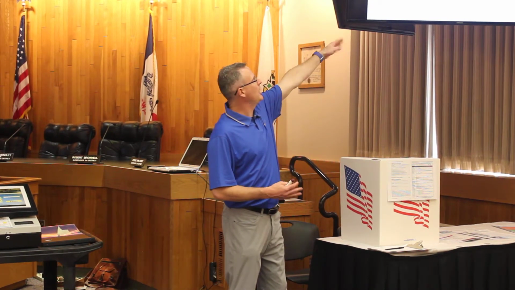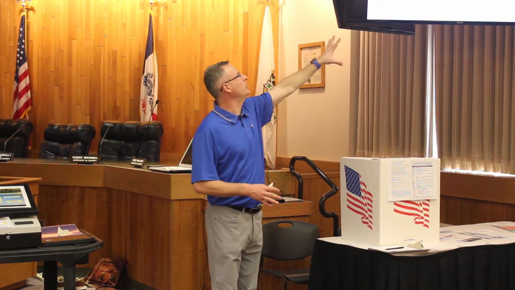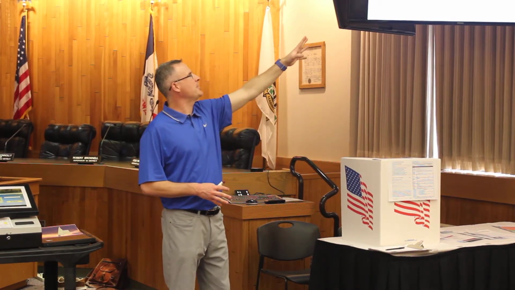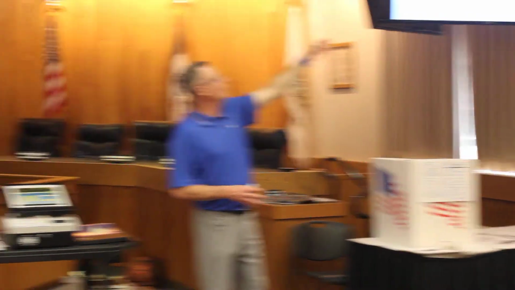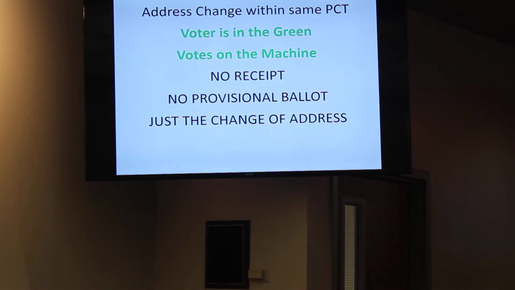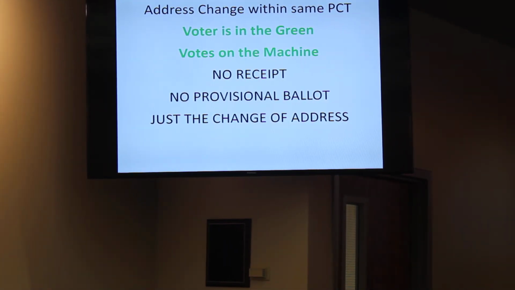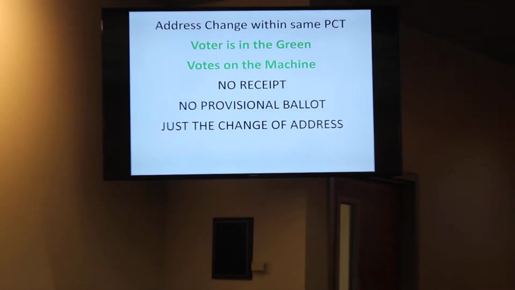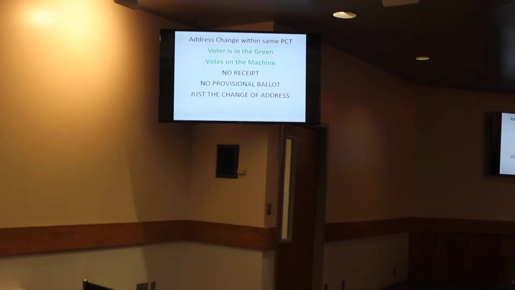The next part of your playbook is just kind of a reminder of what we're doing here. This is the address change within the same precinct. Voter's in the green, votes on the machine. We don't give the voter a receipt here. This is not an official provisional ballot. We're just using the provisional ballot envelope to fill out the registration. And all we're doing is changing the address.